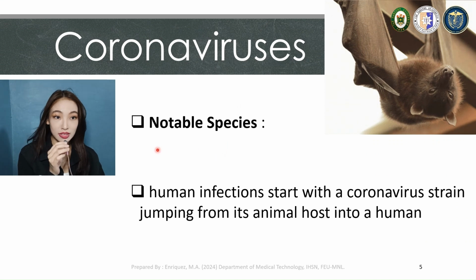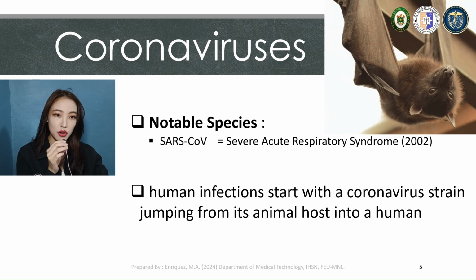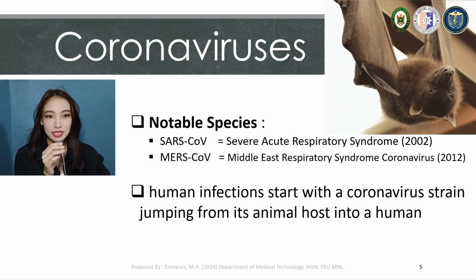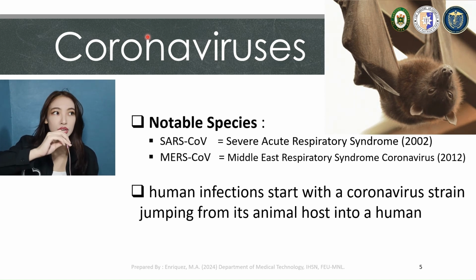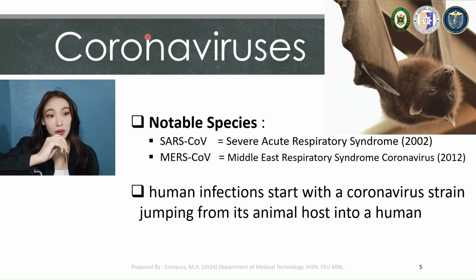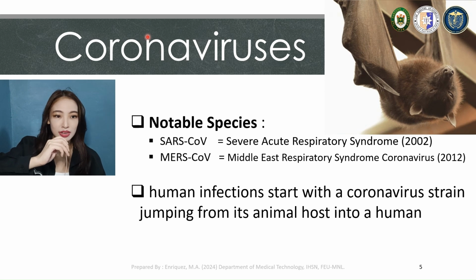Listed here are the clinically significant species of coronaviruses. SARS-CoV was the causative agent of the severe acute respiratory syndrome epidemic way back in 2003. Next is the MERS-CoV, which causes the Middle East respiratory syndrome, which emerged in Saudi Arabia during 2012 and also again became a public health concern around the earlier parts of 2019.